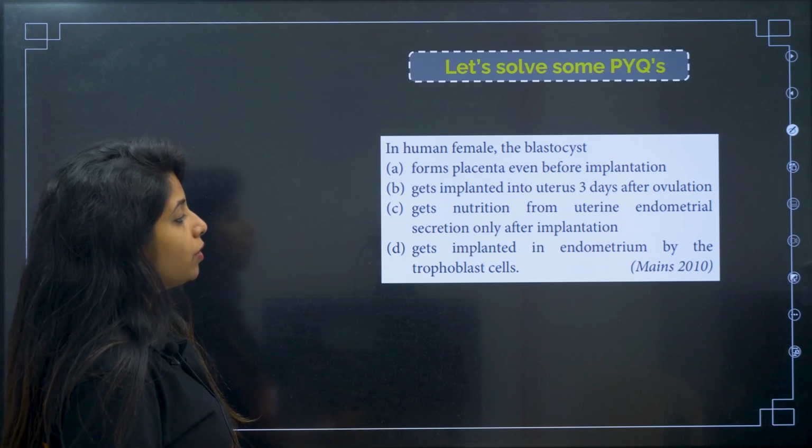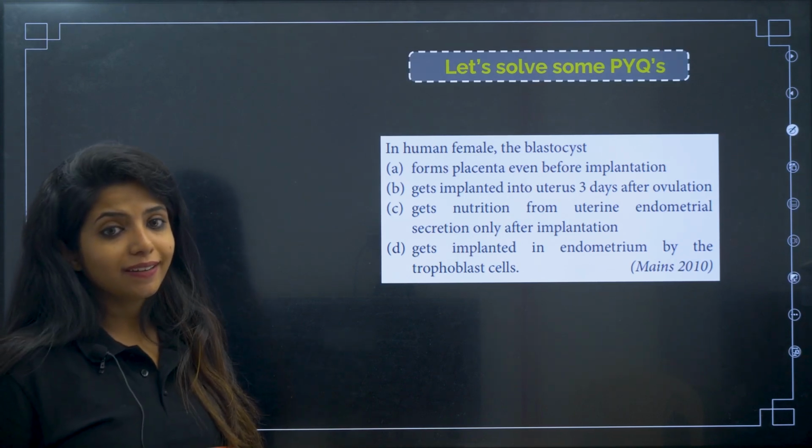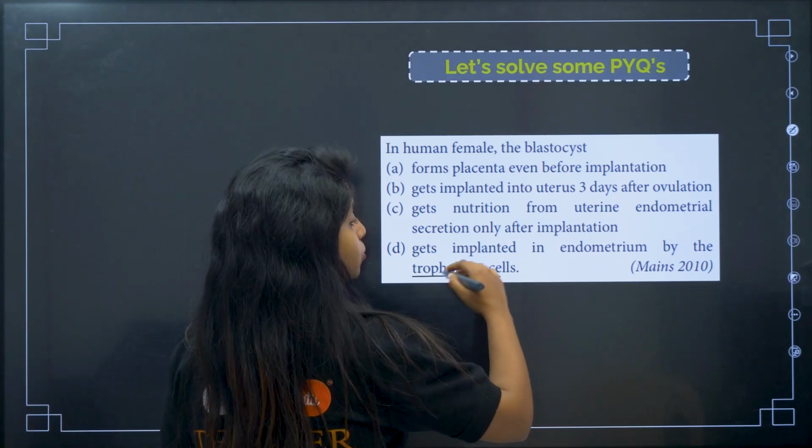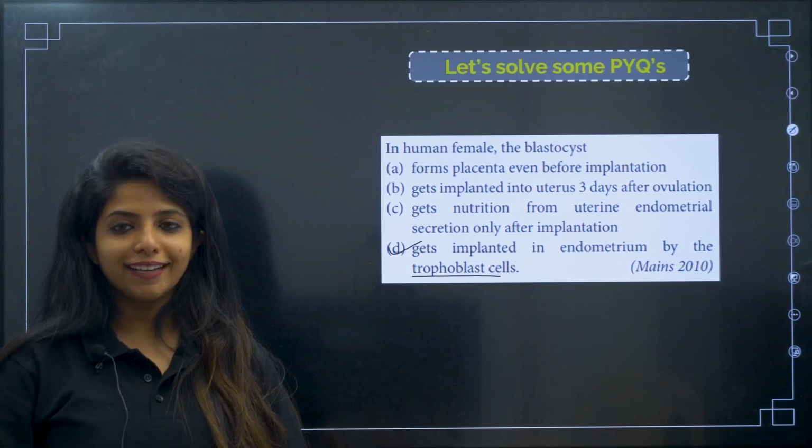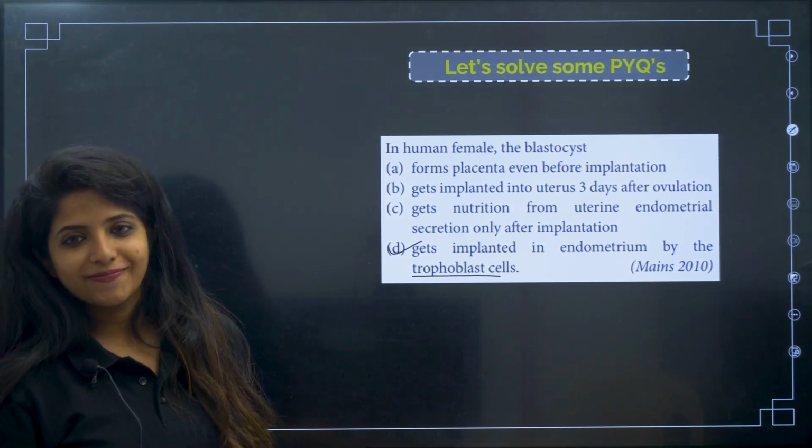Gets implanted in the endometrium by the trophoblast cells. So is it right? Yes. Trophoblast cells are the ones responsible for implantation. It goes and slowly gets implanted over there. So this is the correct answer.